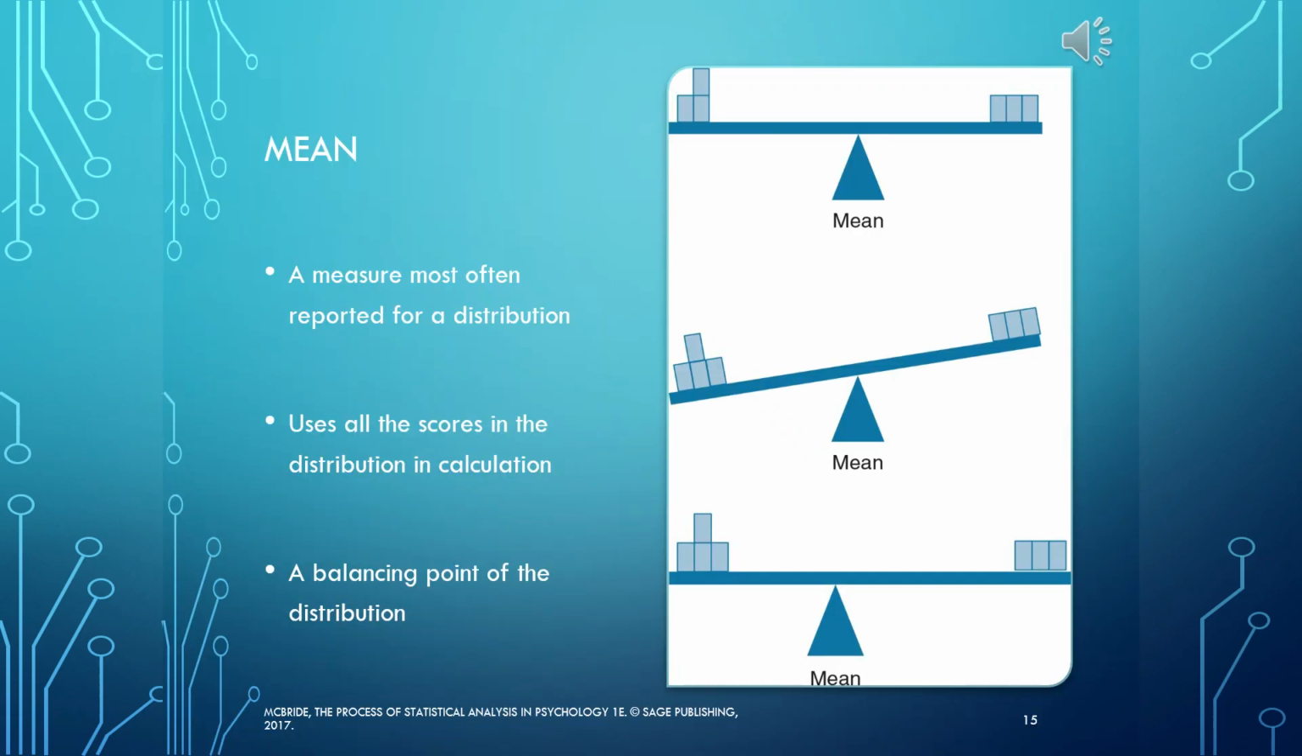The mean is by far the most common measure of central tendency used in research and in psychology. And as you know, it uses all the scores in the distribution in its calculation. You can think of it as kind of the balancing point of the distribution, if that's a useful visual for you. And we'll see a little bit more what I mean by that in a second.